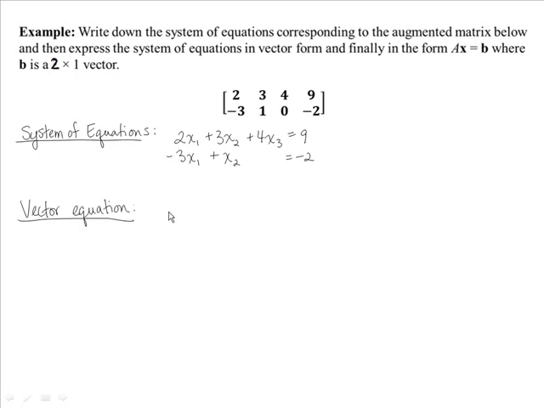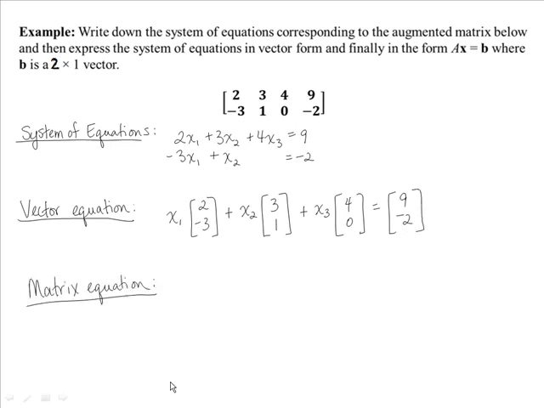Now, as a vector equation, I'm going to essentially take my system of equations and pull out x1. So if I pull out x1, then I'm left with a single vector, which is 2, negative 3. And then I'll do the same thing with x2, and I'm left with the vector 3, 1. And then lastly, we'll pull out x3, and we have the vector 4, 0. And then it would be equal to my answer vector, which was 9, negative 2.